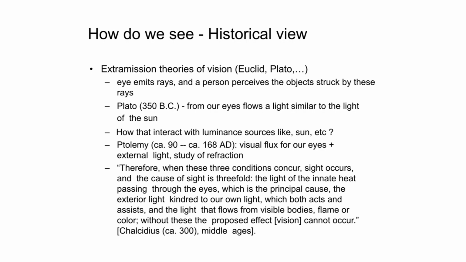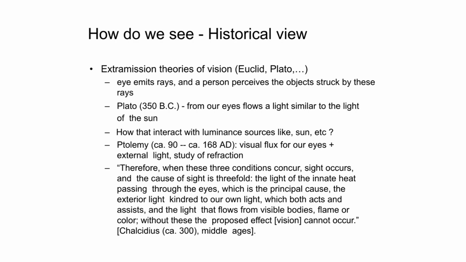As I have already mentioned, extramission theories of vision, these people are like Plato, who is one of them, and Euclid is the other one. So they say the eye emits rays and a person perceives the objects struck by these rays. Specifically, Plato said, from our eyes flows a light similar to the light of the sun. So this theory of vision has some spiritual aspects. It's not that scientific, but it has been supported by very renowned philosophers like Plato and Euclid.